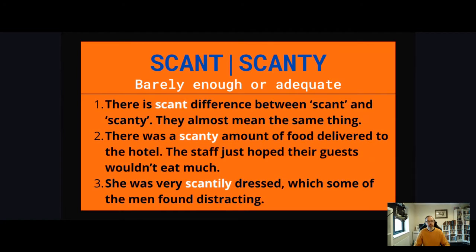So in example one, there is scant difference between scant and scanty. They almost mean the same thing. Example two, there was a scanty amount of food delivered to the hotel. The staff just hoped their guests wouldn't eat much. Example three, she was very scantily dressed, which some of the men found distracting.